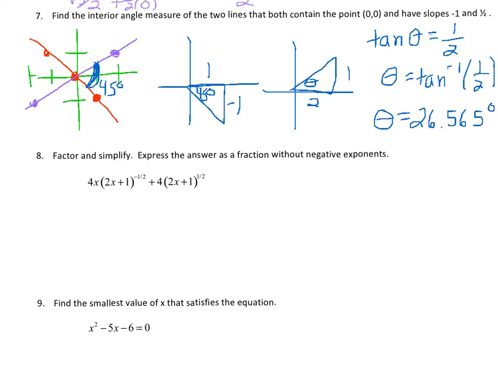So now we just need to add 45 to that angle to find our interior angle. So our final answer will be 71.565 degrees.